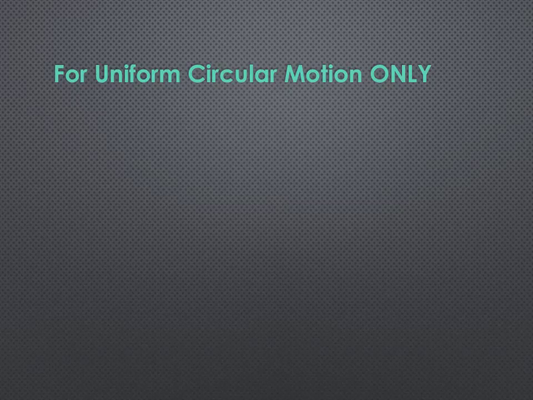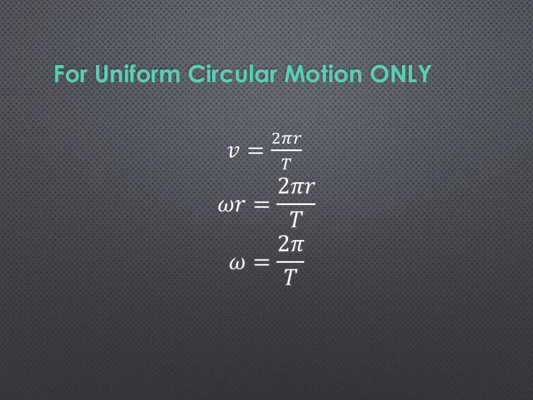For uniform circular motion only, I'll show you a derivation. So this is the tangential speed. You'll remember this from last week. If I rewrite this as omega r instead of the tangential velocity, I can cancel out r's from both sides and rearrange. That one's on your equation sheet.